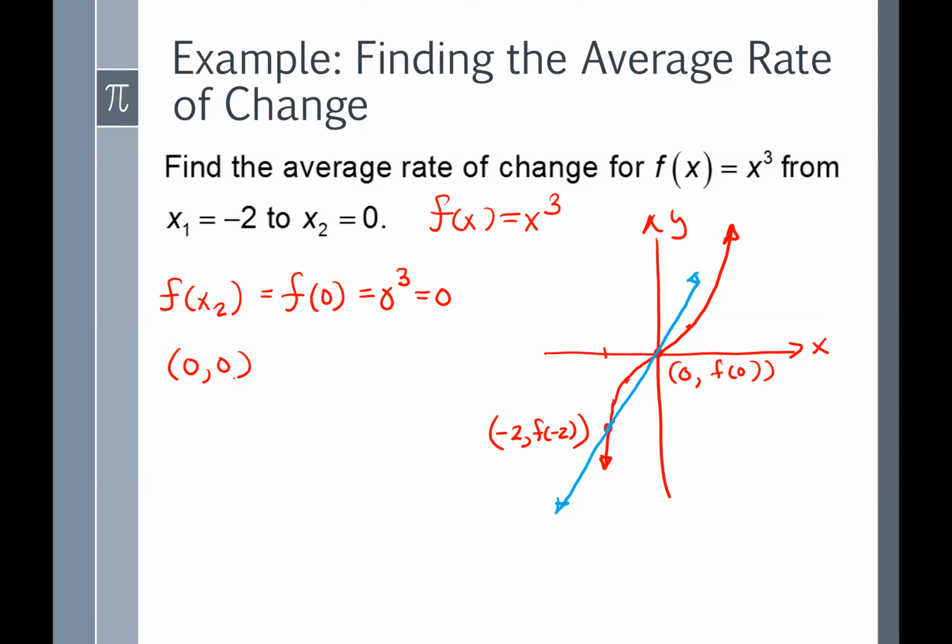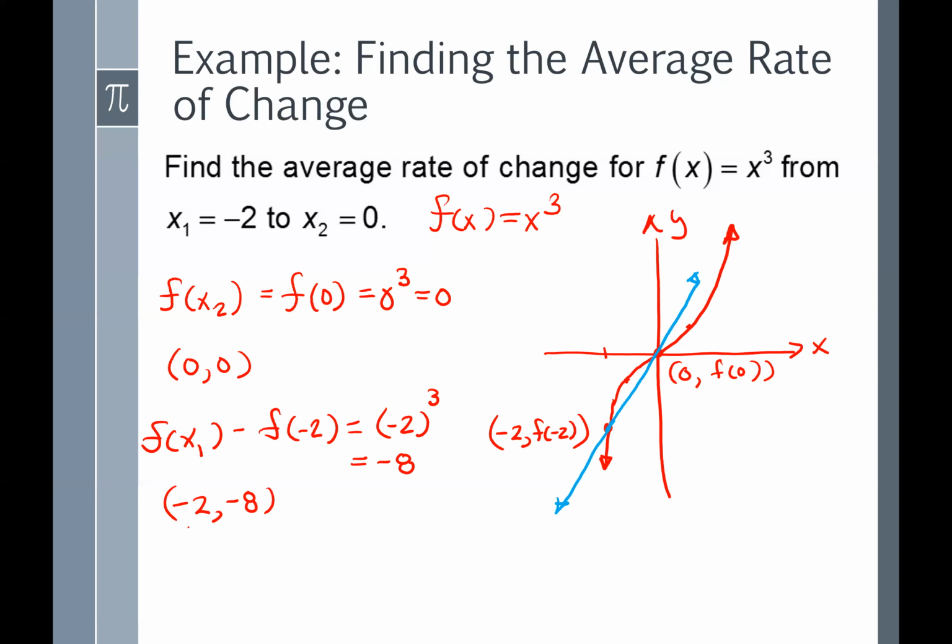Okay, then I'm going to evaluate this function at -2. That's going to be f of x sub 1. So now I'm going to evaluate the function at -2. That means to replace the x with -2. -2 times -2 times -2 is -8. So my second point is (-2, -8).